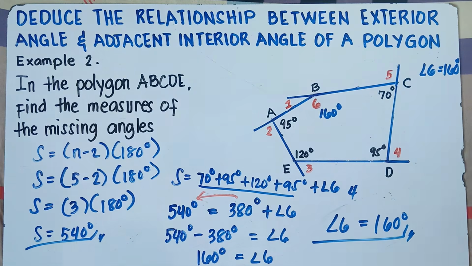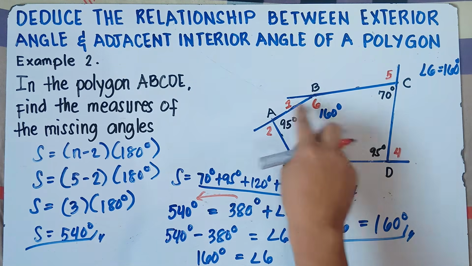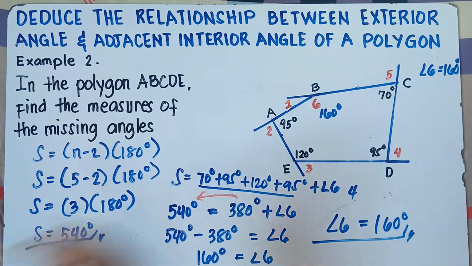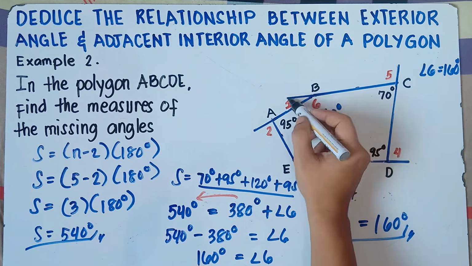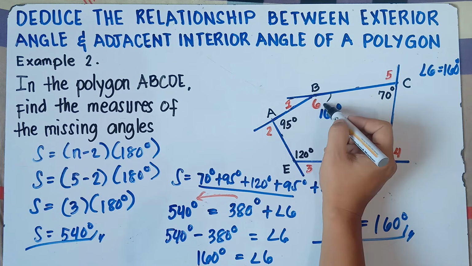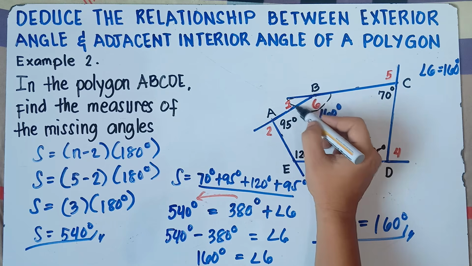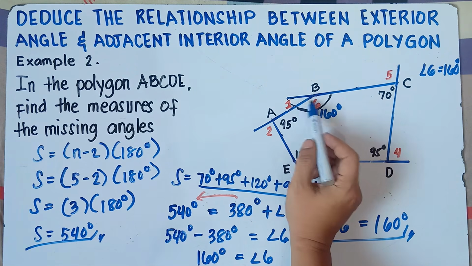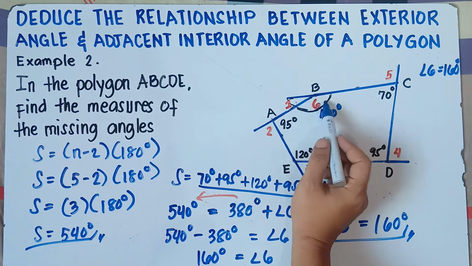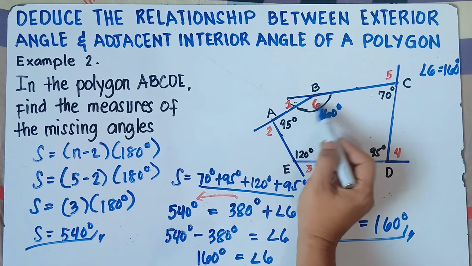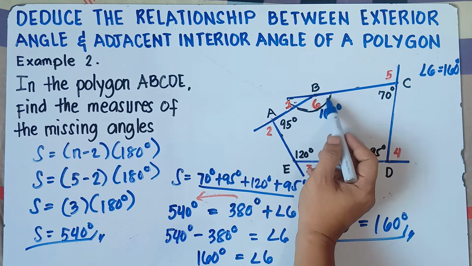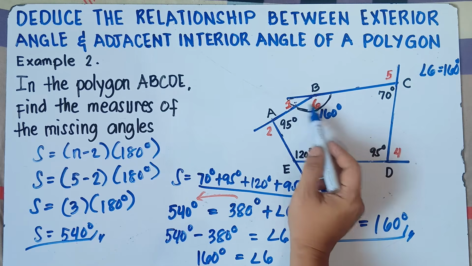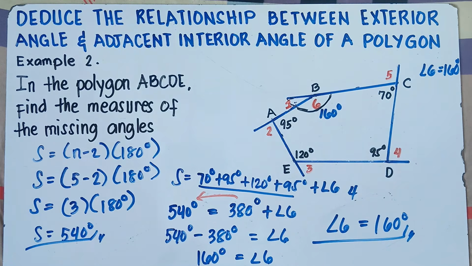If this is 160, we know that this is a straight line, and a straight line has a straight angle. So angle 1 plus angle 6 should be equal to 180 degrees. What will be the measure of angle 1, class? If you add these two angles, it should be equal to 180 degrees because you have a straight angle.